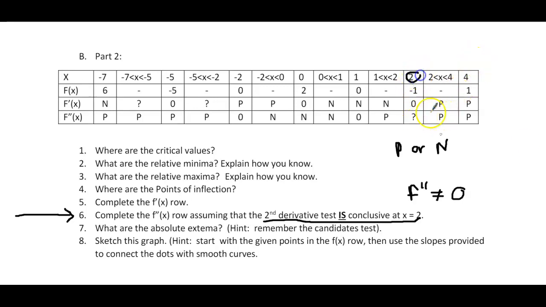x equals 2. All right, so now the question, what is it? Well, as we saw back on number 2 also, since this one had a negative slope on the left and a positive slope on the right, this was a relative minimum. Well, if you have a negative slope on the left and a positive slope on the right, then this is concave up, which means that the second derivative would have to be positive. So we would put a P right there.